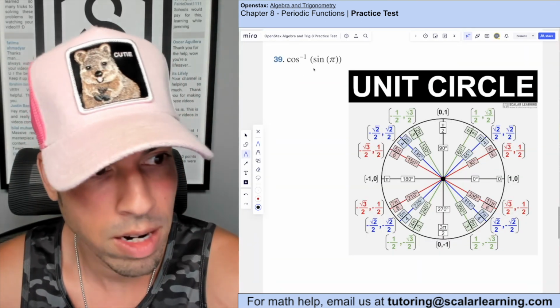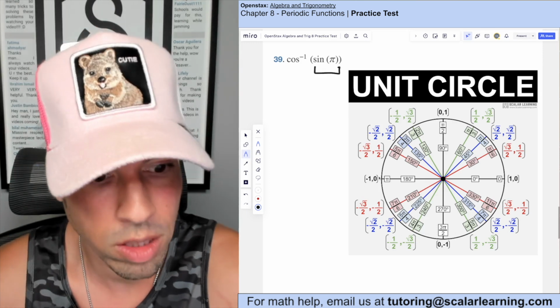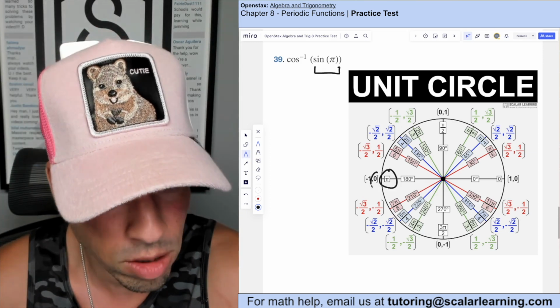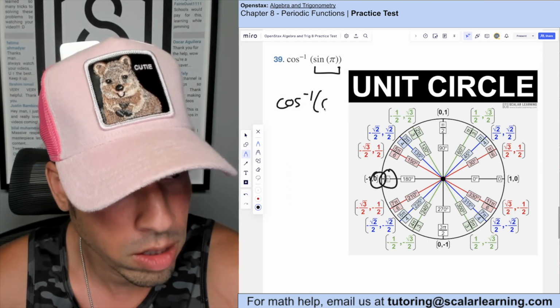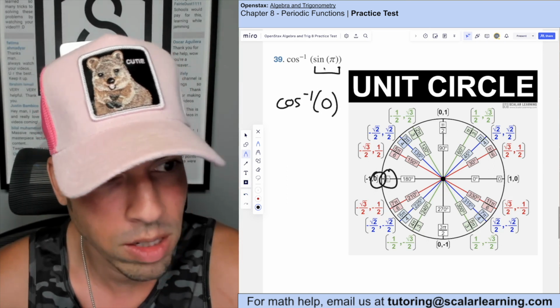So this one we're finding arc cosine of sine of pi. So let's go inside out. First of all, what is sine of pi? Using the unit circle, here's pi. Sine is the corresponding y value. So that means we're now taking arc cosine of 0, that y value, right? Sine of pi is 0.